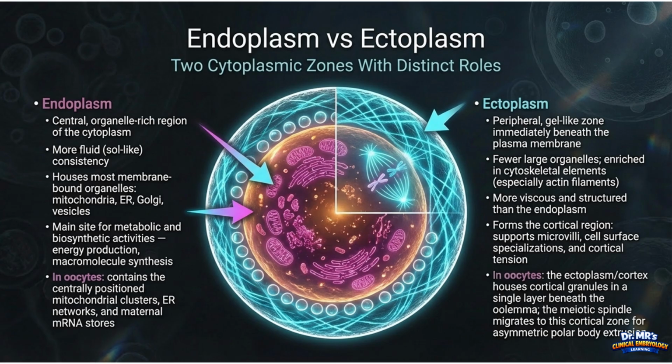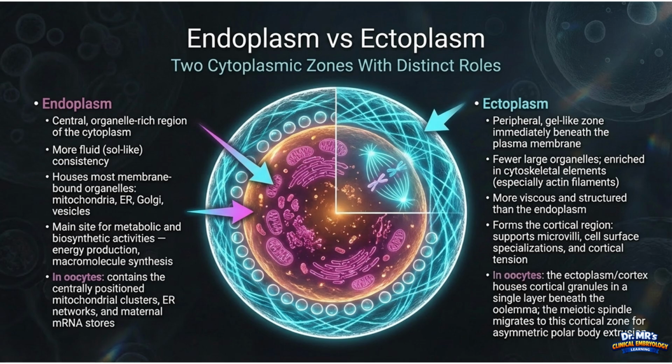The cytoplasm is precisely defined as the entire intracellular space, excluding the nucleus. It is bounded on the outside by the plasma membrane, the oolemma in the oocyte, and on the inside, where the nucleus is present, by the nuclear envelope. Everything in between is cytoplasm.